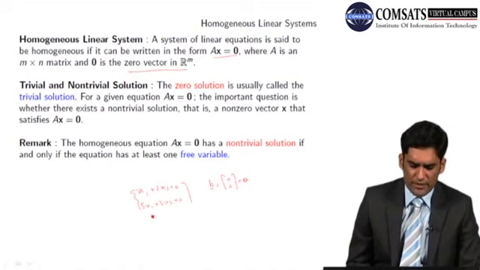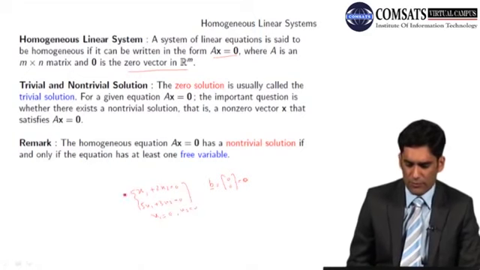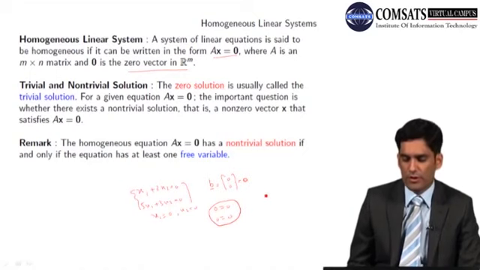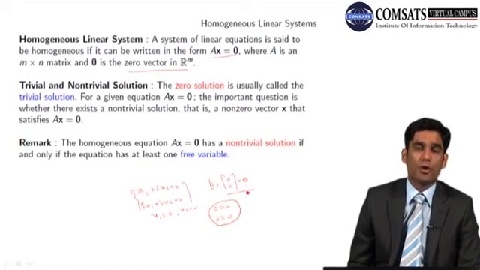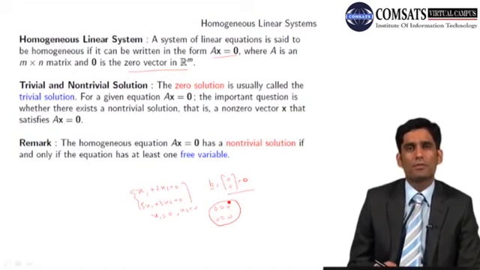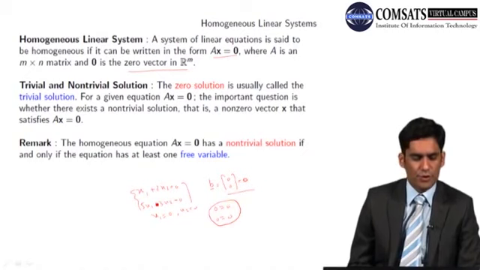If we carefully observe, if we take x1 equals 0 and x2 equals 0, this system of 2 by 2 equations becomes 0 equals 0 and 0 equals 0. So the homogeneous system of linear equations always has a solution, which is the null vector. We call such a solution, which consists of zeros, a trivial solution, because we always have that solution. Any non-zero solution is known as a non-trivial solution. So the zero solution is usually called the trivial solution.